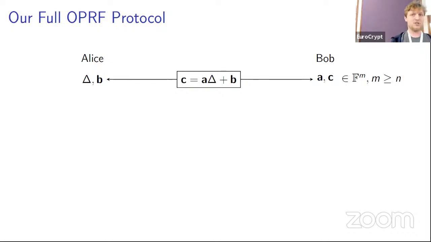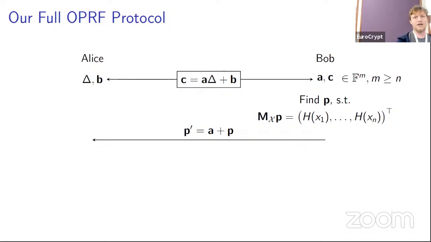So if we have such a generator and it returns the values delta and B to Alice and A and C to Bob, then no party knows anything about the other party's input. So what can we do with such a correlation? Well, Bob can use it to hide his input set. More precisely, Bob can interpolate or solve a linear system that represents his input set. This is this vector P that Bob is going to hide using the vector he gets out of the vector OLE correlation. So Bob has to solve this linear system, M_X P equals the hashes of his input elements.